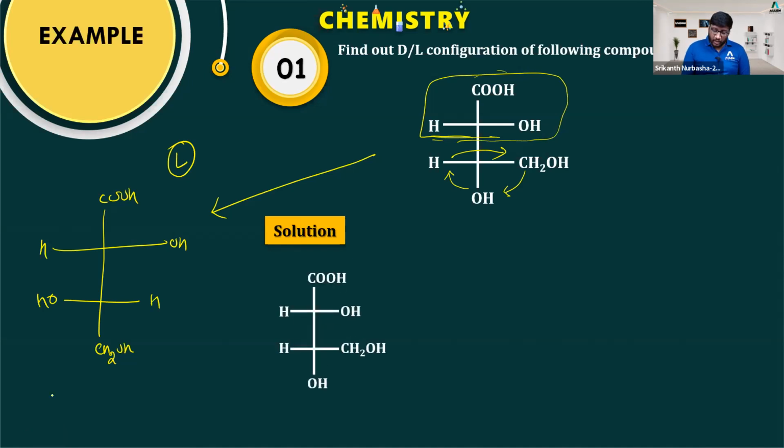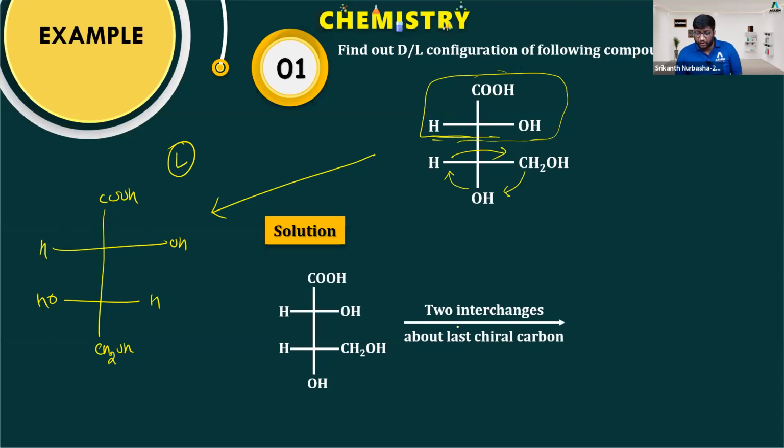I have applied rule number one, that is keeping the first group fixed and the other three groups rotated. If you want, you can apply an even number of exchanges also. You can exchange OH and H first. Yes or no? Here also only an even number of exchanges is performed.